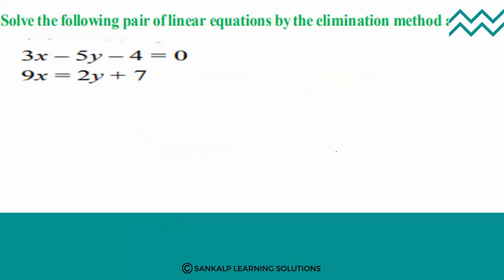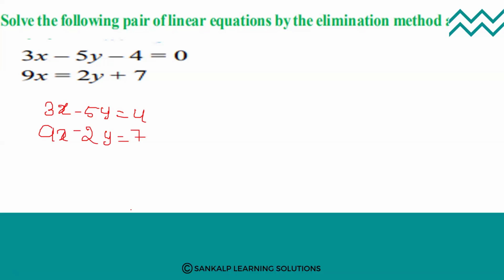Next, solve the following pair of linear equations by the elimination method. This question is also for 2 marks. For the elimination method, first we need to rewrite the equations: 3x minus 5y is equal to 4, transferring the minus 4 to this side. Then 9x, transferring the 2y to this side, 9x minus 2y is equal to 7.